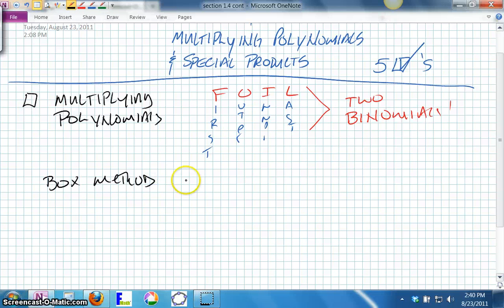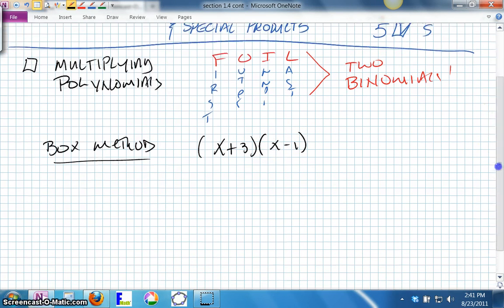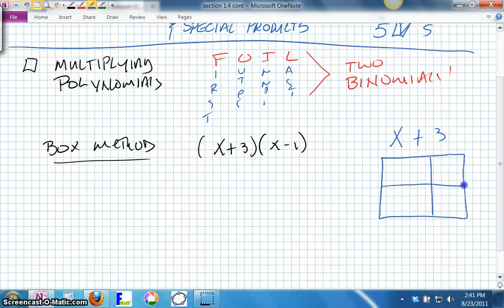Let's say, for example, that I wanted to multiply these two binomials, x plus 3 times x minus 1. Now I could use FOIL because those are two binomials, but I'm going to choose to use the box method. It looks like this. Put one of the binomials, x plus 3, at the top. It's like a Punnett square, isn't it? That's exactly right. For two binomials, it becomes a Punnett square, like this. And then put x minus 1 on the bottom over there.